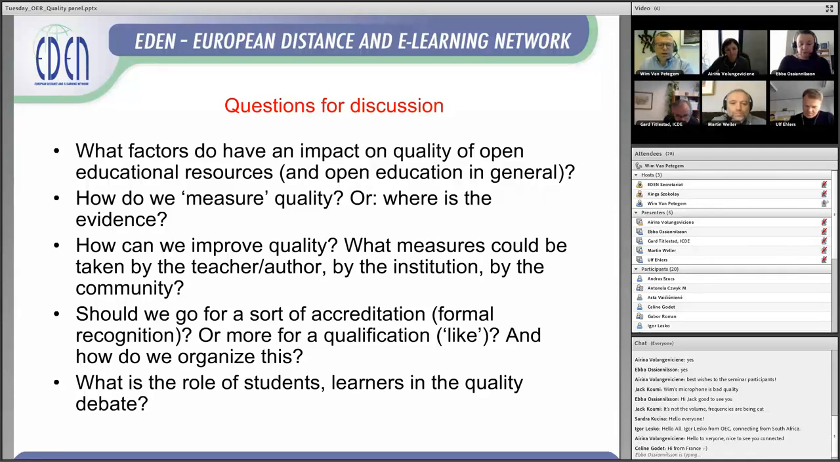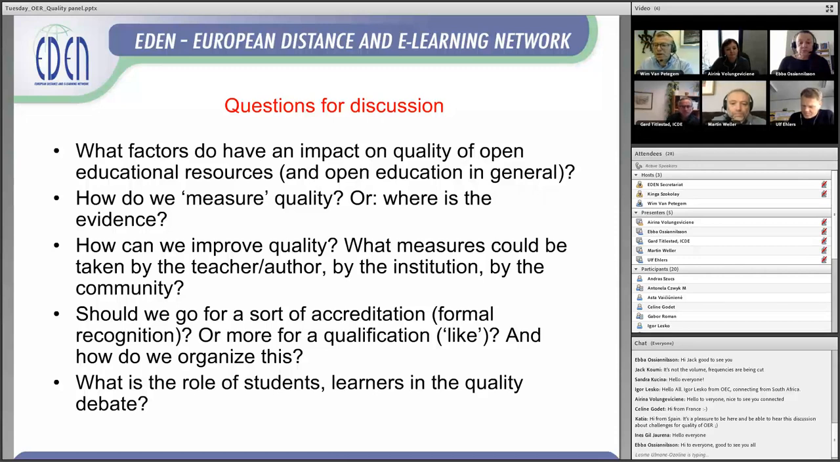Fourth question was: if we have that quality, how can we go for some sort of accreditation, a formal recognition? Or do we simply need a qualification like the likes, as we know it in so many social media nowadays? How do we organize this kind of accreditation process? And last but not least, my favorite question: it's not just us that need to think about quality and open educational resources, but what about students? How can we involve the learners in the quality debate? We will go through all these questions in the webinar.